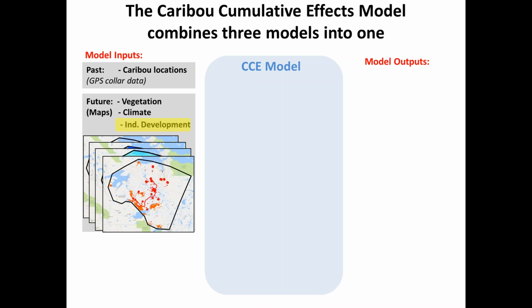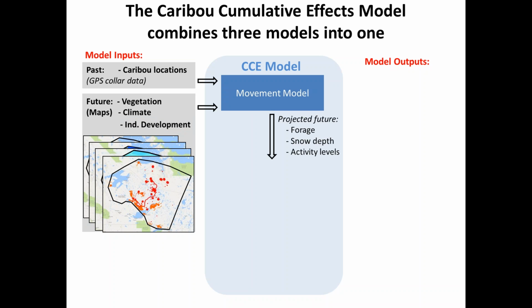And we also need as an input a map of potential future development. And so this map may be represented using different assumptions. For example, assuming no further additional developments are added to the landscape and just using a map of what is there today, as opposed to a set of assumptions that might be representing what if all proposed developments were added to the landscape. So these maps are then used as inputs to the movement model, and the movement model then projects potential future forage availability, snow depth, and activity levels for caribou moving across this landscape.